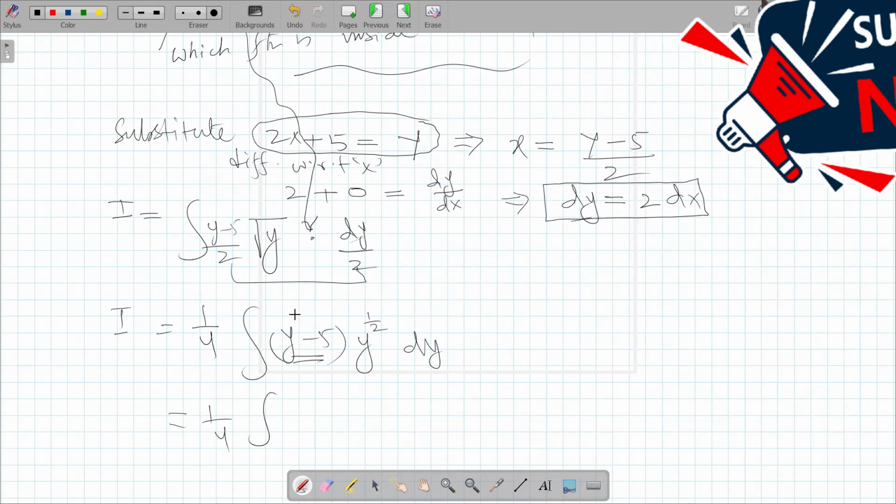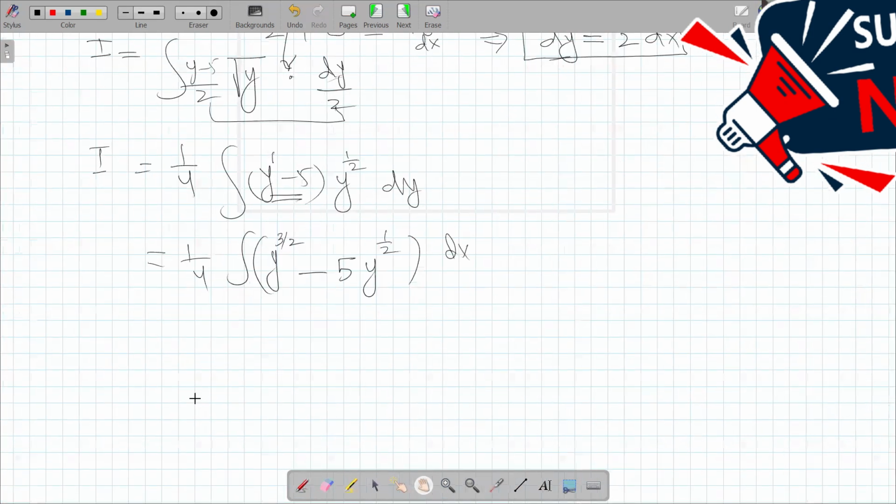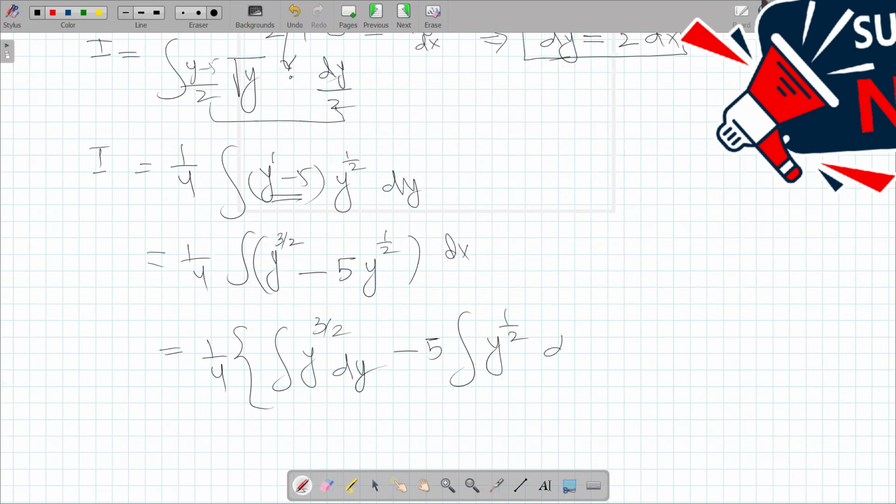So y power 1 over 2 multiplied by y power 1 will be y power 3 over 2, right? Minus 5 times y power 1 over 2. We will simply take the antiderivative of each of the terms separately. So the antiderivative of y power 3 over 2, minus 5 times the antiderivative of y power 1 over 2. Like this.